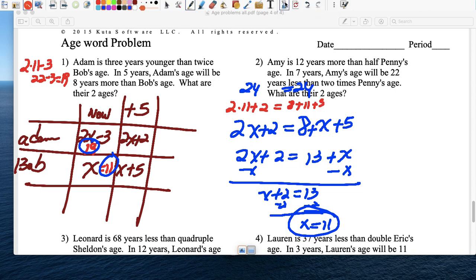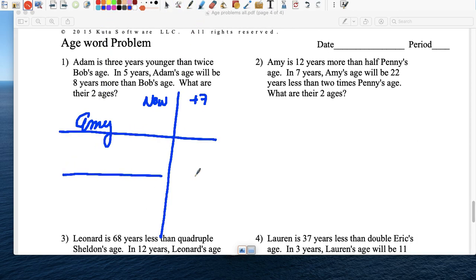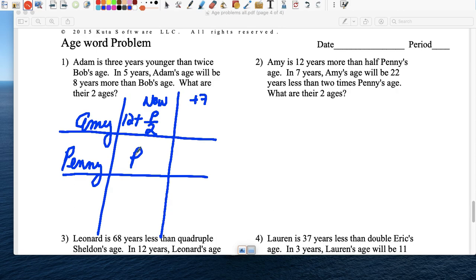Okay, Amy. Amy is 12 years more than half of Penny's age. In 7 years... so let's set up Amy now, and we do plus 7. Amy and who? Penny. So Amy's 12 years right now more, so 12 plus half of Penny's age, so whatever Penny is divided by 2. And Penny is just Penny, or P. In 7 years, sometime in the future, Penny is going to be P plus 7.